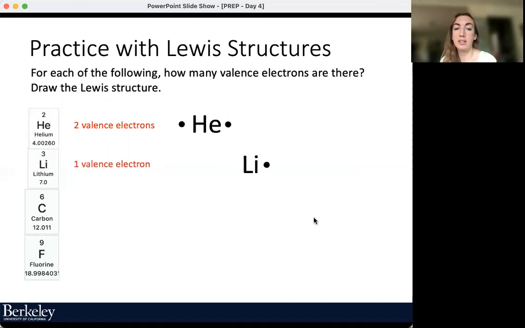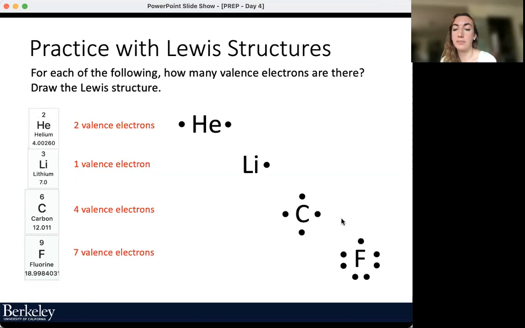Lithium has 1 valence electron, so we draw it like this. Carbon has 4, so we draw it like this. And then fluorine has 7. So 1, 2, 3, 4, 5, 6, 7. Okay.